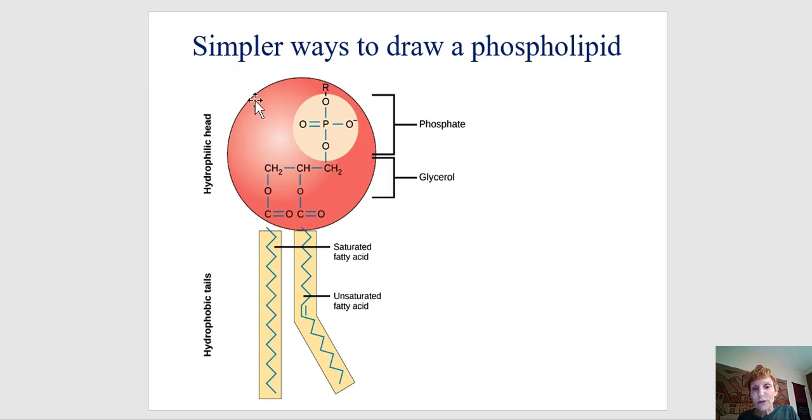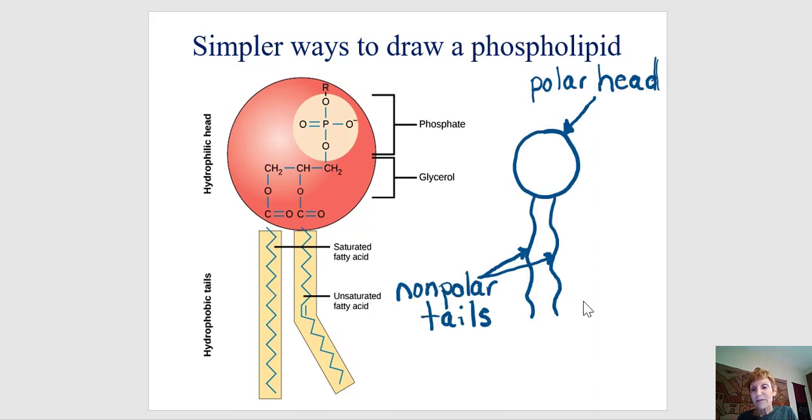This is polar. These are non-polar. We call this the polar head or the hydrophilic head of a phospholipid. We call these the hydrophobic or non-polar tails. And in general, this is the way it would look in a book, but it's hard to draw that all the time, so we generally draw an abbreviation like this. This is a phospholipid. There's the polar head. There are the nonpolar tails. This is hydrophilic. This is hydrophobic.